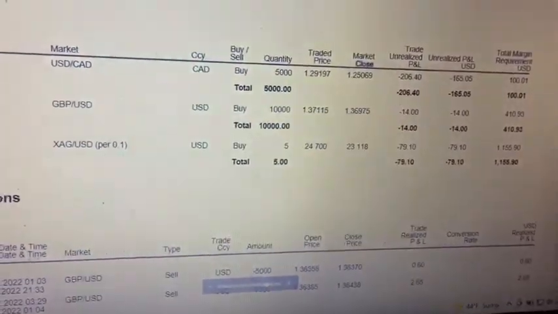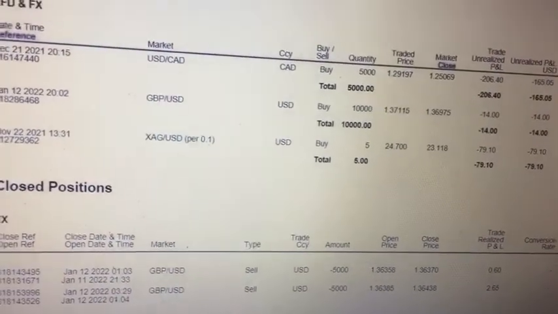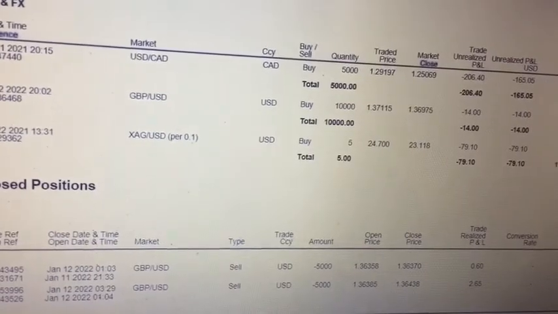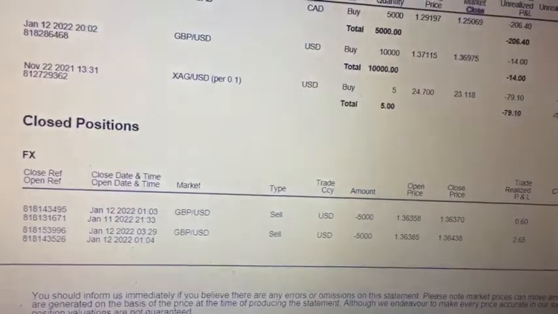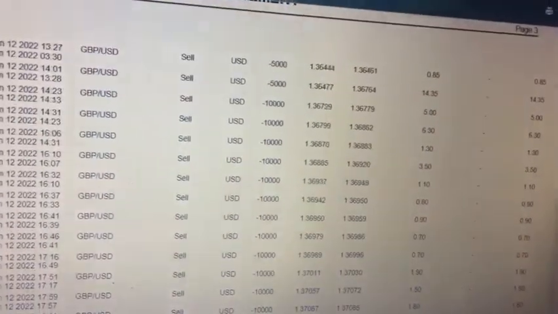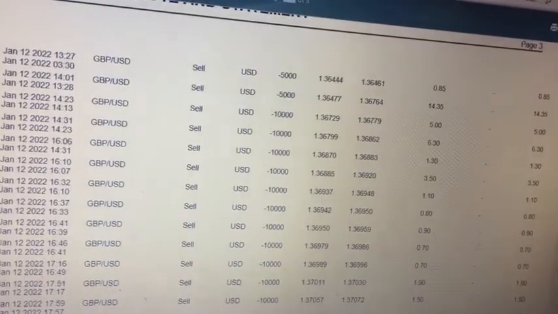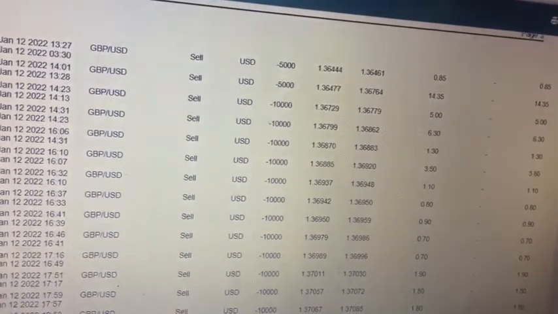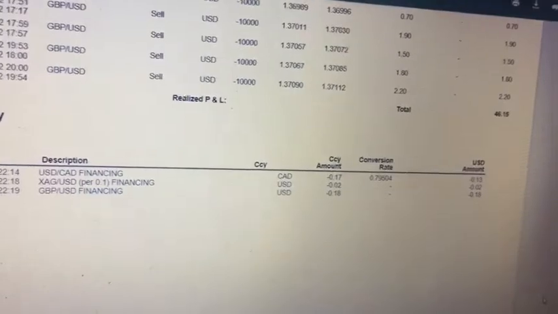And these are some of the breakdown of the lot sizes. You can see that there is a quantity size of 5 lots and 10 lots. You can see that there. And the Great British Pound is increasing. This will just show you the profit per trade. The last one was 85 cents. But the one before that was $14, and $5, $6, and a total of about $46 in trading yesterday.